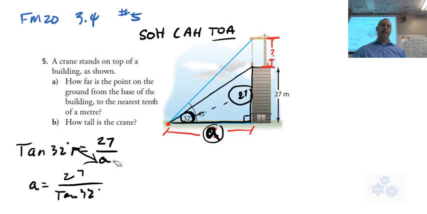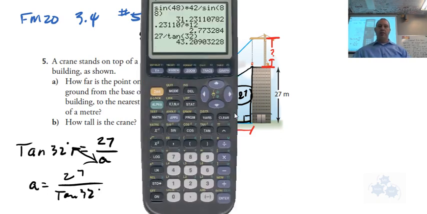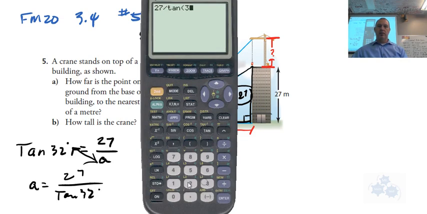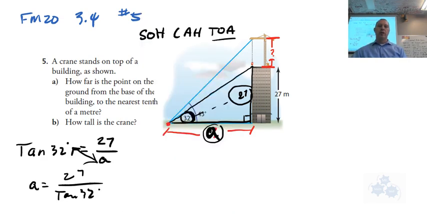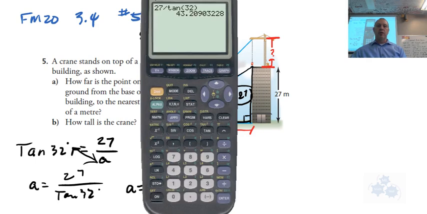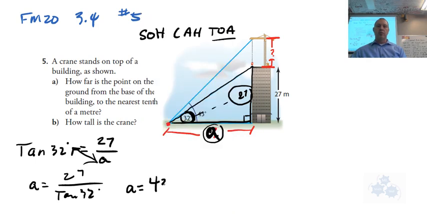Yeah. All right, so let's get back to the calculator. 27 divided by tan of 32 is 43.2. I feel like I did that calculation already while I was talking. So A equals 43.2. And what are the units? Meters. So that would be your answer for A.